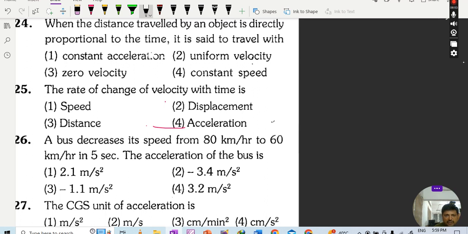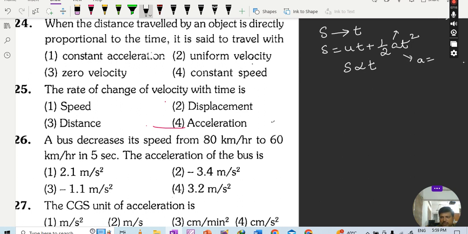dash. Here already we know very well there is a relationship between distance and time, that is according to the second equation of motion, S is equal to ut plus half at square. So it is said to travel with dash. So here the relation is S is proportional to t. S is proportional to t means the acceleration should be equal to 0. Acceleration equal to 0 means the body moves with constant speed. When the body moves with constant speed, then only the acceleration is equal to 0.